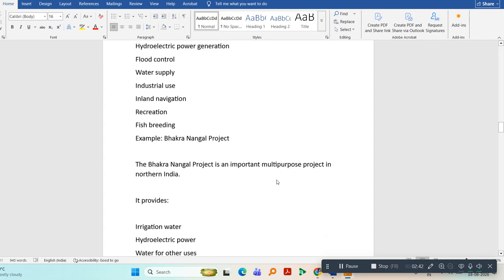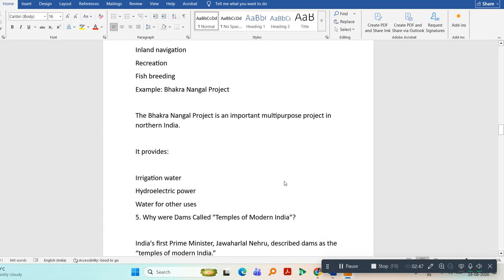For example, the Bhakra Nangal project. The Bhakra Nangal project is an important multi-purpose project in northern India. It provides irrigation water, hydroelectric power, and water for other uses.